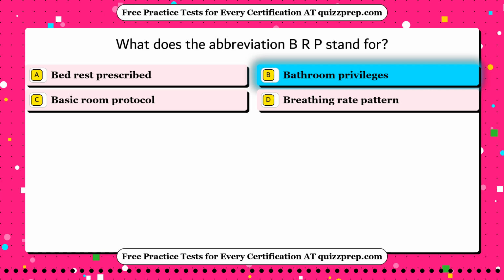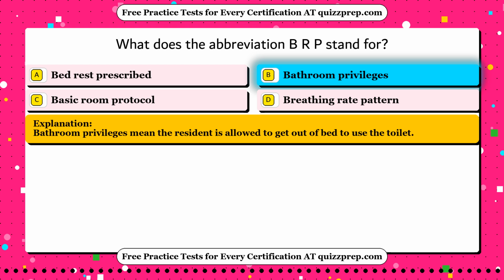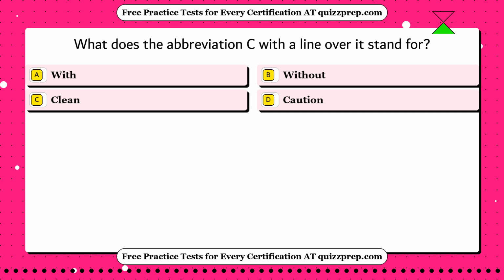The correct answer is option B, bathroom privileges. Bathroom privileges mean the resident is allowed to get out of bed to use the toilet. Question 17. What does the abbreviation C with a line over it stand for?